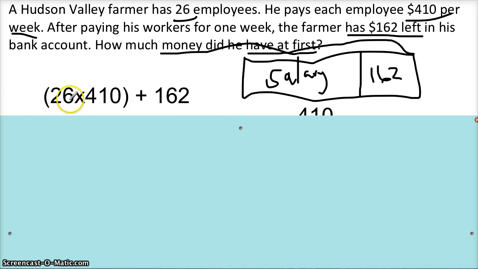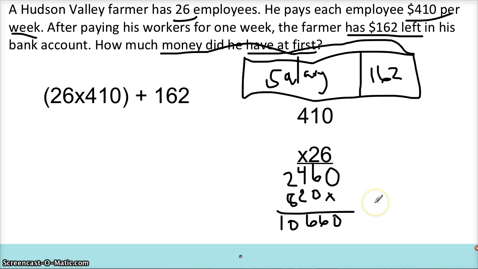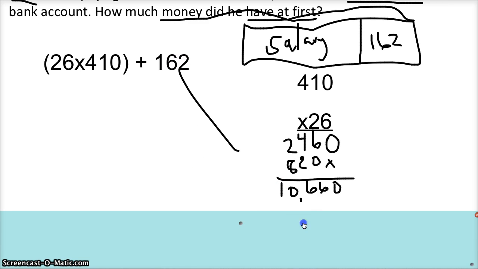So here's what I came up with. You go ahead and solve it and see what you come up with. Pause the video while you do that and check your answer by playing when you're ready. Okay, if you need a midpoint check, this is how much I got when I multiplied these two together, 10,660, but remember I'm not quite done yet. I need to add that $162 on here.